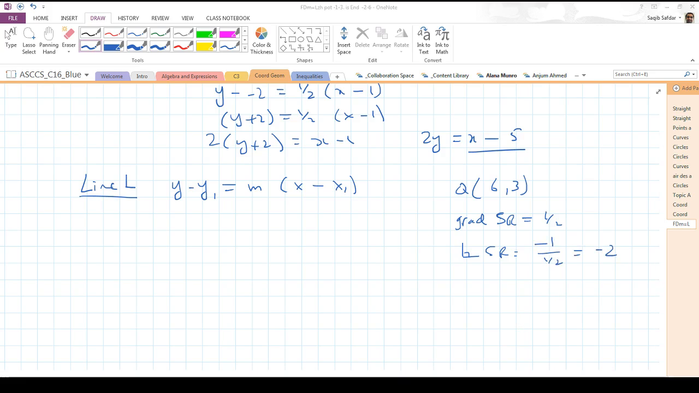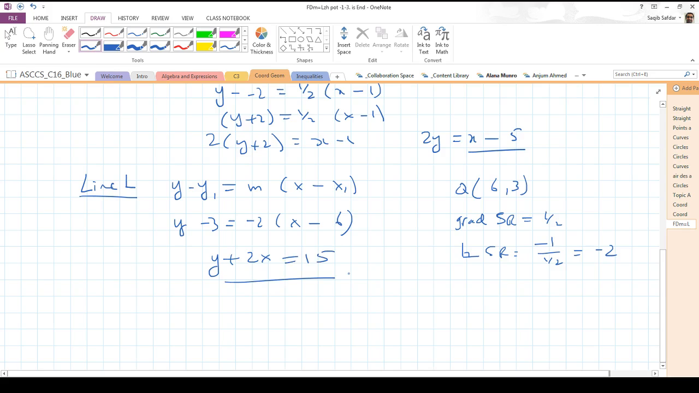Capiche? Right, if we substitute that in, we will therefore get y minus 3 equals the gradient, which is minus 2, x minus x1, which is 3. Expand this out, and that should tidy up to give us y plus 2x equals 15. Yeah, so minus 2x, 6 times 3, 18, and then 6 times 2, 12, plus the 3 gives us the 15. Is that okay? Any questions?